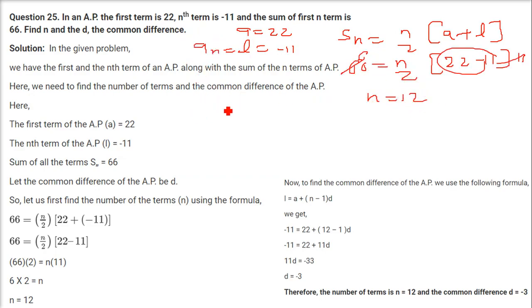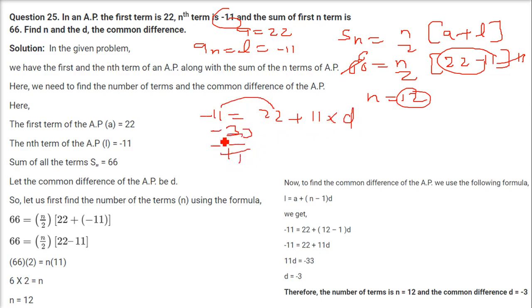Now last term is also already known. It is minus 11. So minus 11 will be A plus n minus 1 into d. A is 22 plus n minus 1, 12 minus 1 is 11 into d. So bring it here. Minus 11 minus 22 is minus 33. 11 is here, divided. It will be minus 3. So d is minus 3.